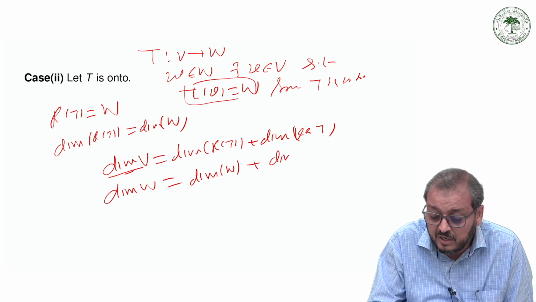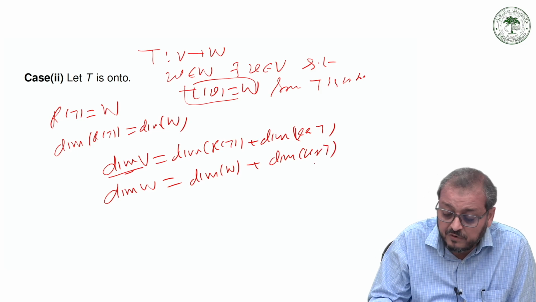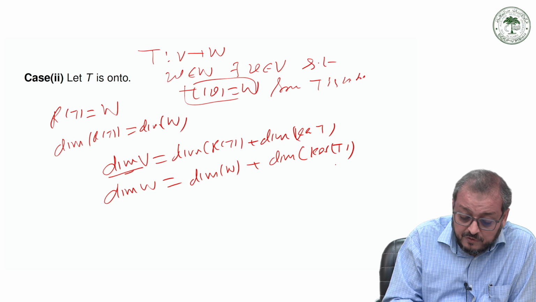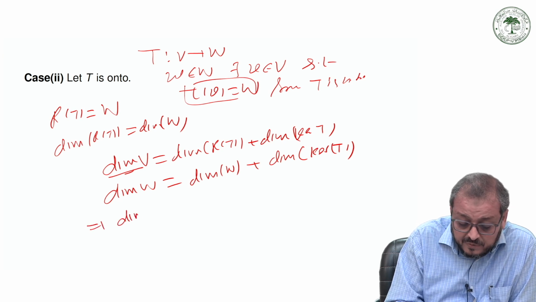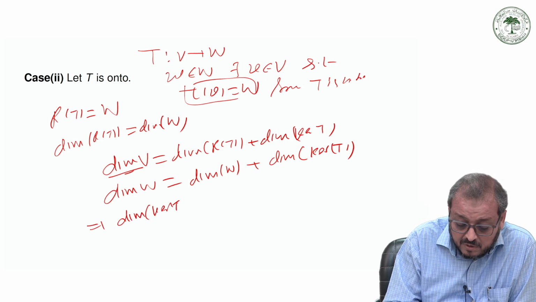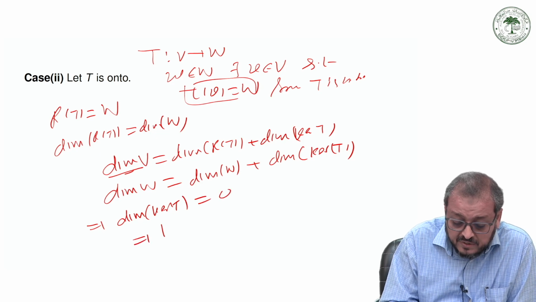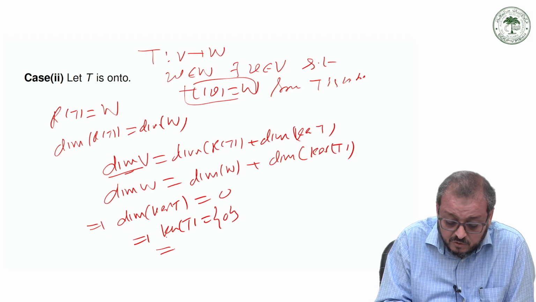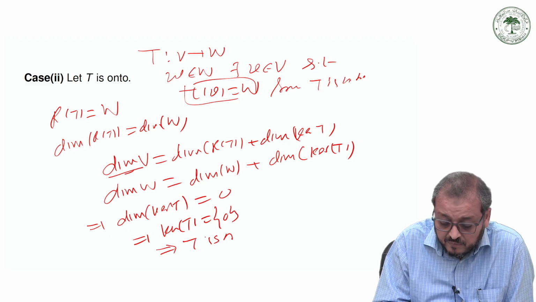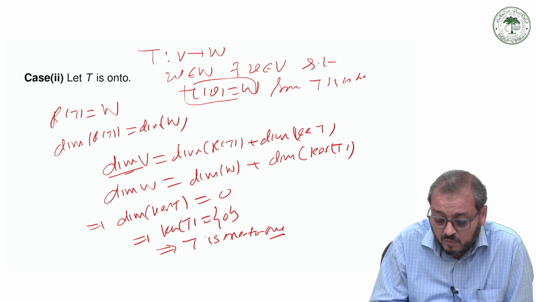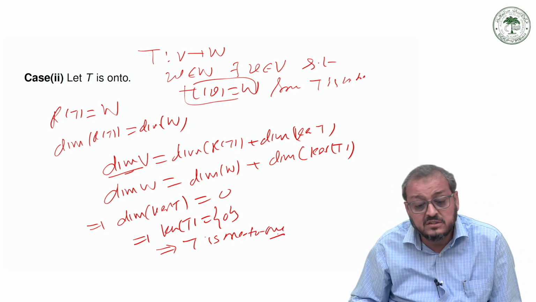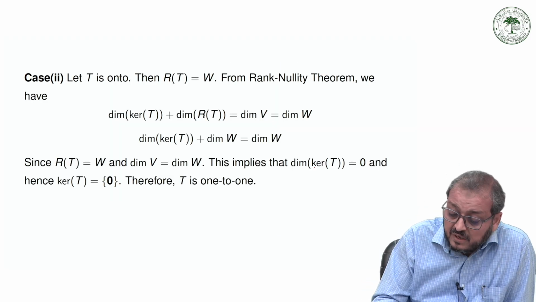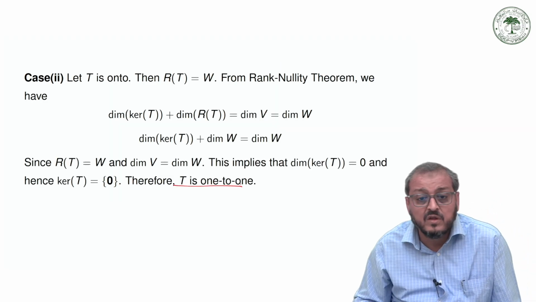So, we can say that the dimension of the kernel of T is equal to 0. This implies that the kernel of T is equal to the 0 subspace, and by the theorem, this implies that T is 1-1. So, this completes the second case. Then we can say that clearly T is 1-1.